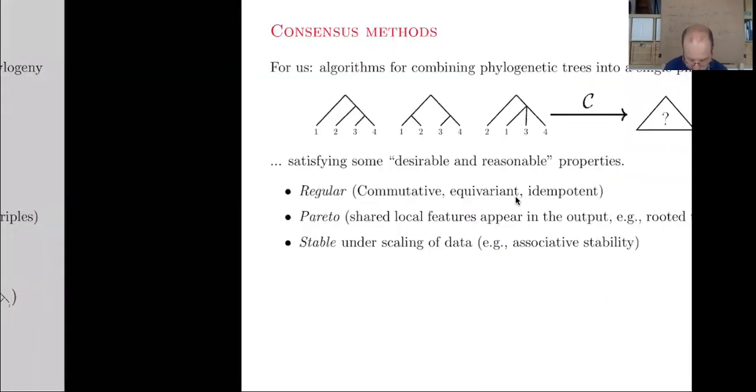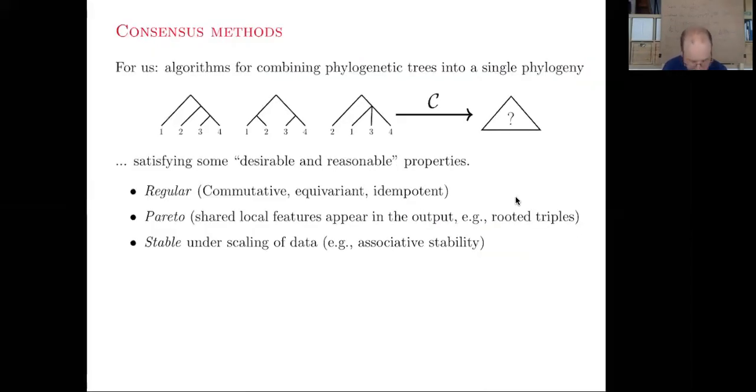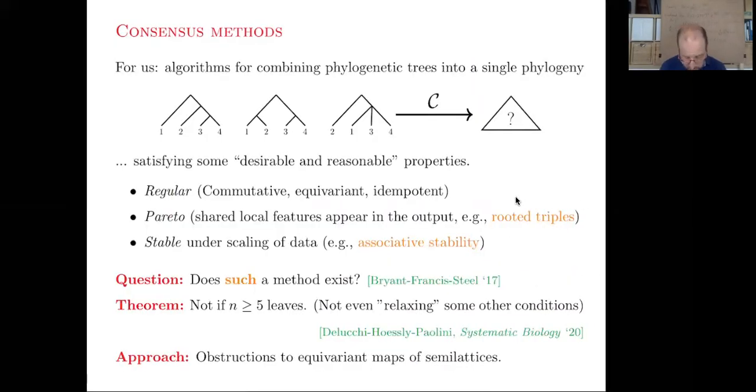And the usual question is, do regular, Pareto and stable algorithms exist? So, for example, a question of Brian, Francis, and Steele was, does such a method exist that is regular, Pareto on rooted triples, and associatively stable, as I just explained?